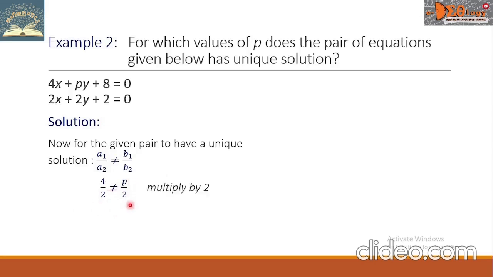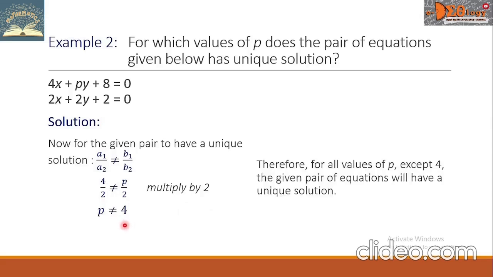We can see here that we can multiply this inequality by 2. So, p should not be equal to 4. Therefore, for all values of p except 4, the given pair of equations will have a unique solution.